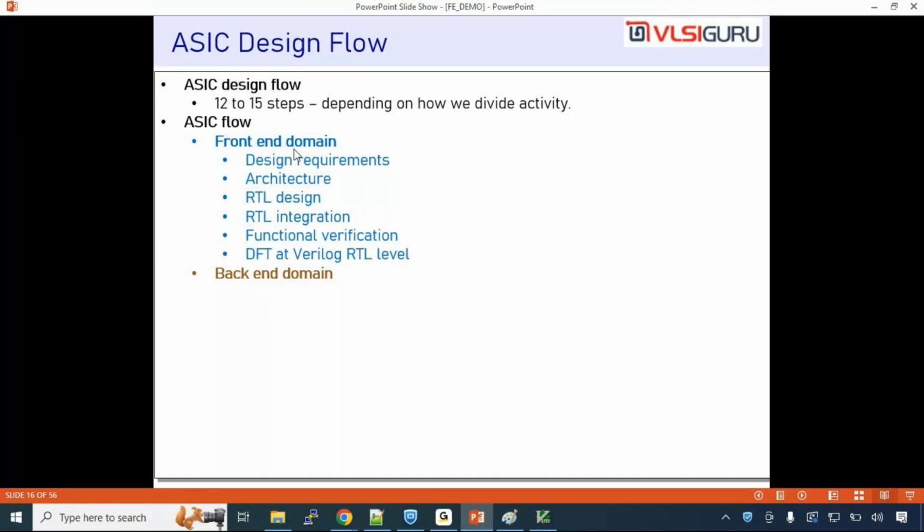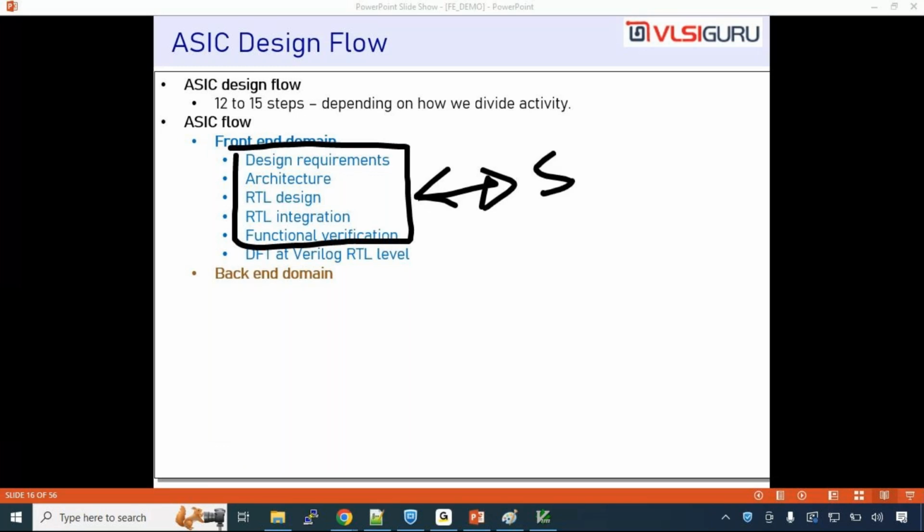A lot of these things are similar to software. If you take software development, similar steps are involved. Even in software development, you first understand the requirements of the software. I want to develop one software. What are the requirements? Then you go to the architect. Even a software architect will be there. He will give you the architecture.